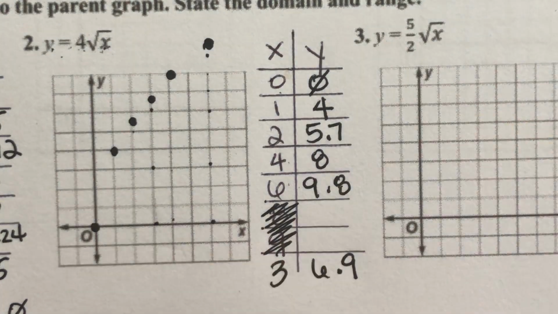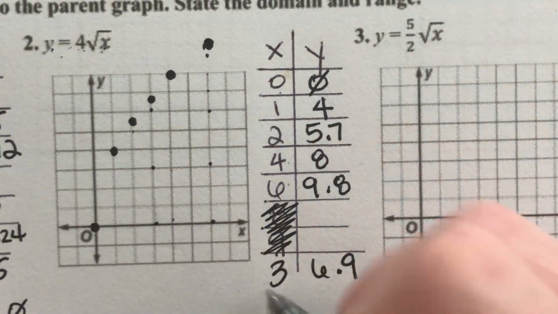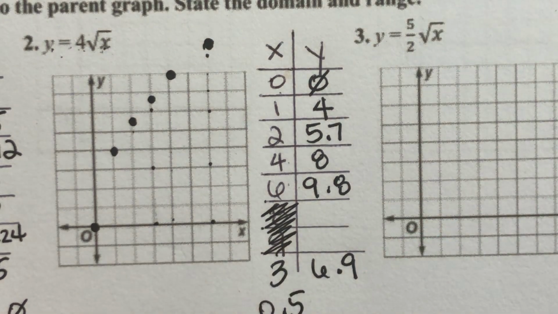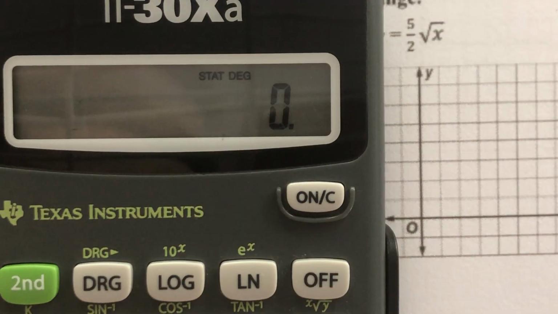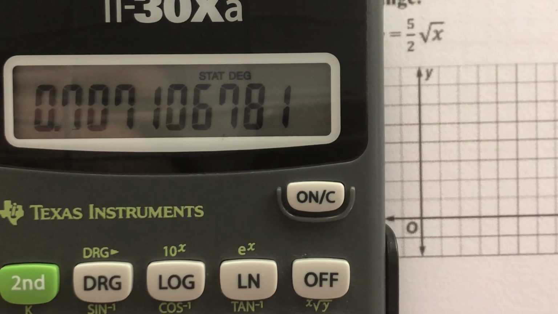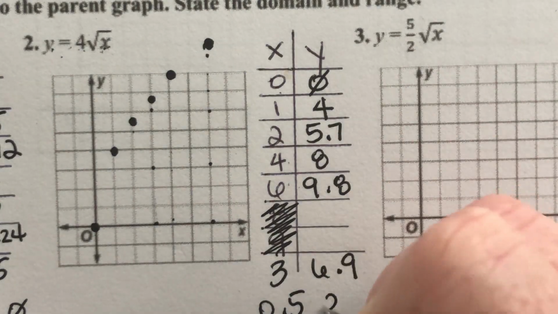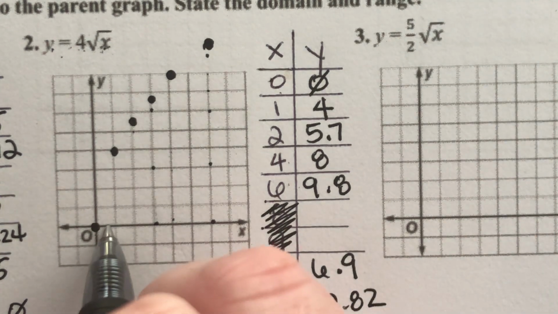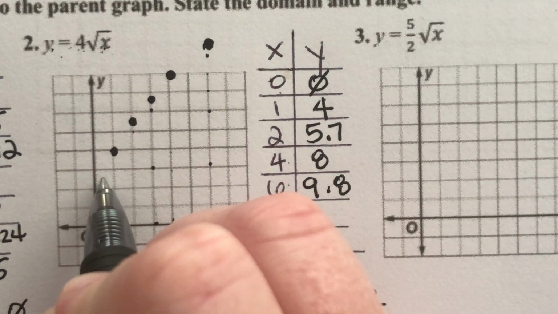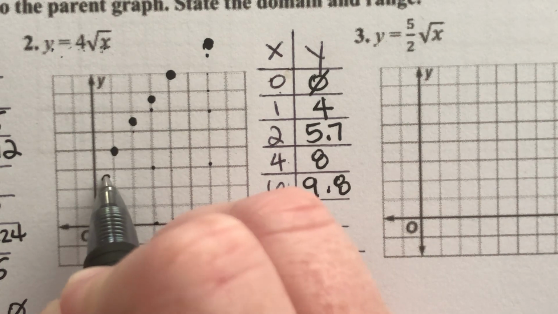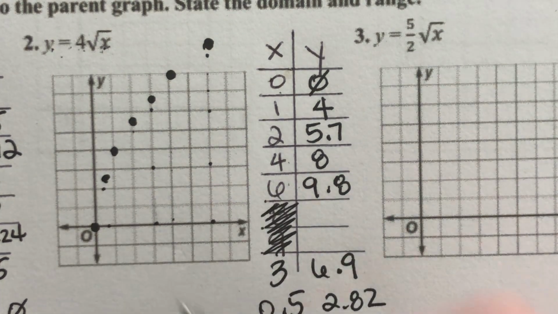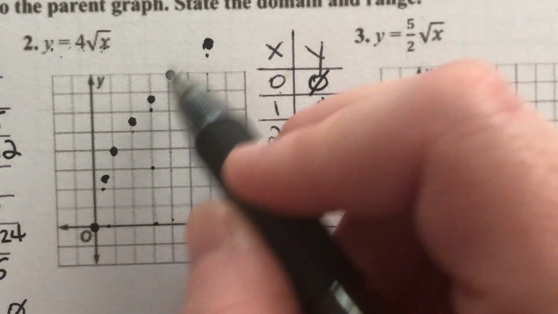I could do in between too, right? I could do 0.5. So when I take the square root of 0.5 and then multiply by 4, I get about 2.82. So if I go over a half, I'm going to go up 2, almost to 3. Right? Kind of making sense. So they should fall in this curvy kind of line.